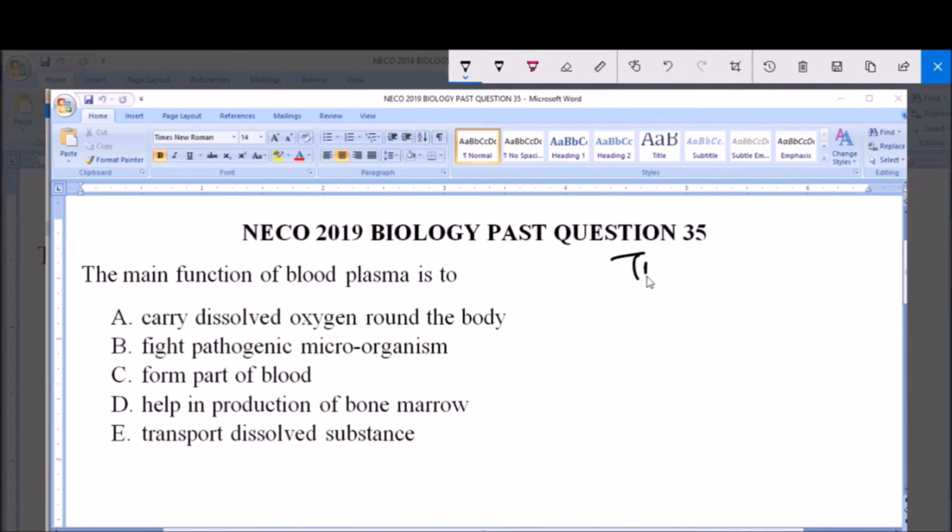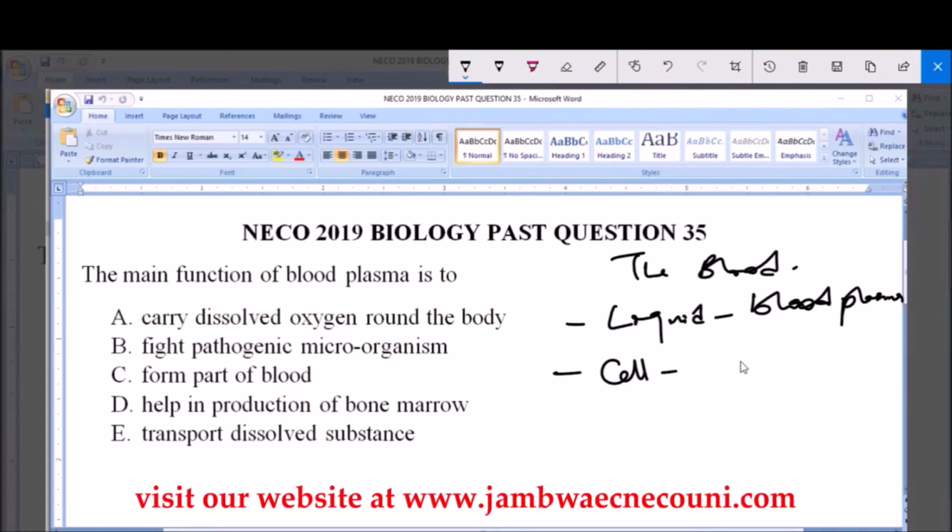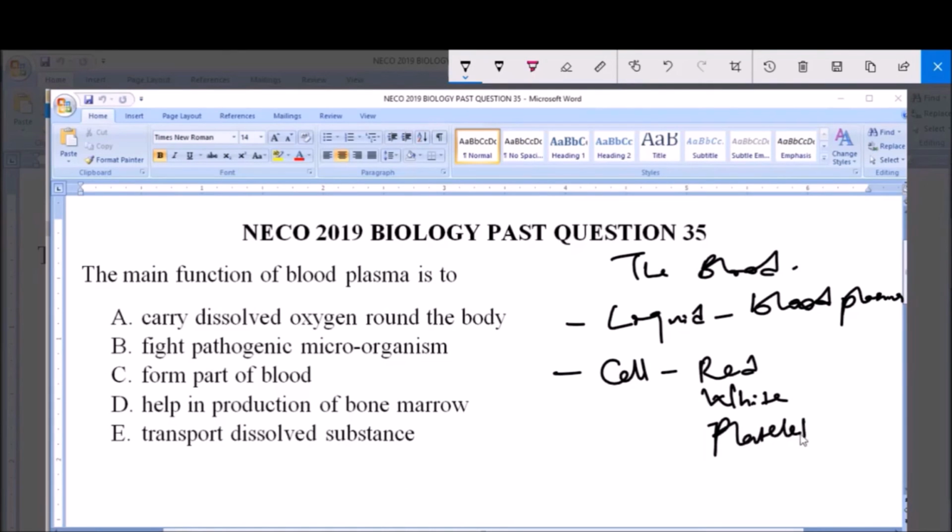Now, the blood is made up of the liquid part, which is known as the blood plasma, and the solid parts, that is the blood cells, which include the red blood cell, the white blood cell, and the platelets. Each of these components of the blood has its specific function. Now the blood plasma. The blood plasma is the liquid portion of the blood.